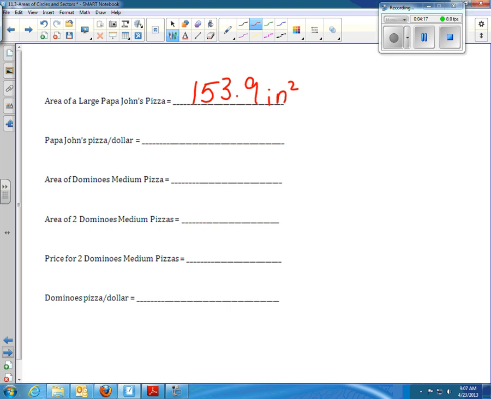So let's take our square inches and divide by 10. If we round that to our tenth, we get 15.4 square inches per $1.